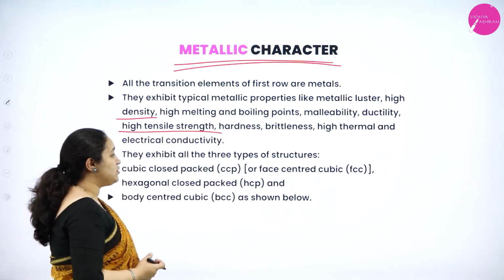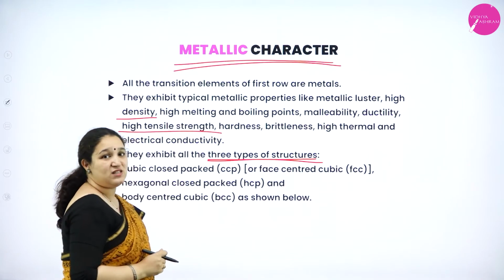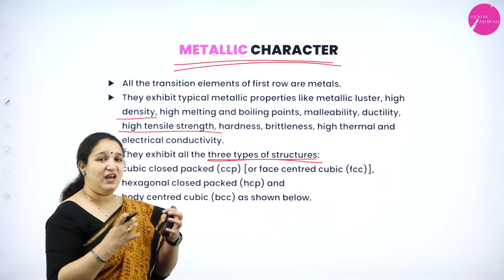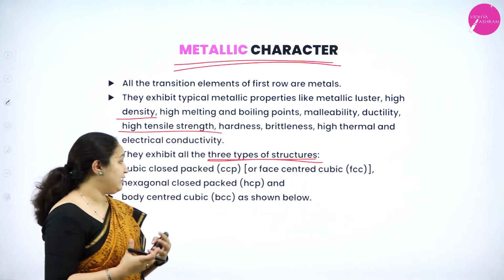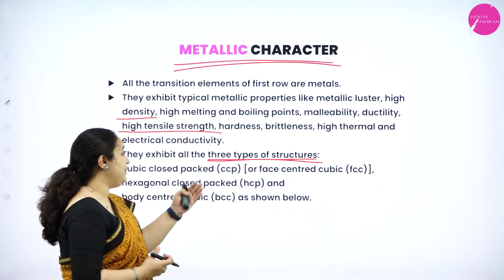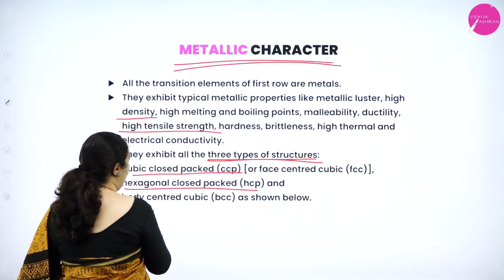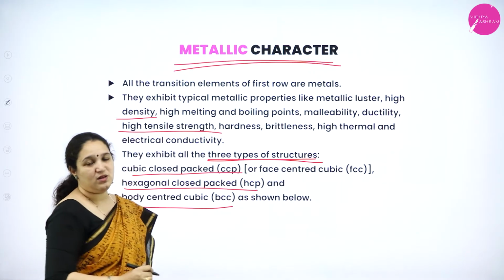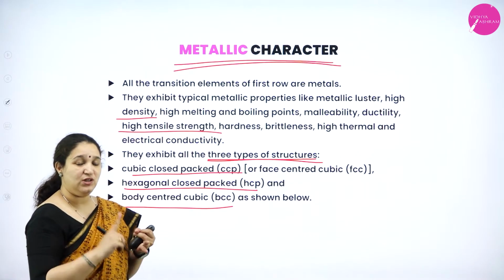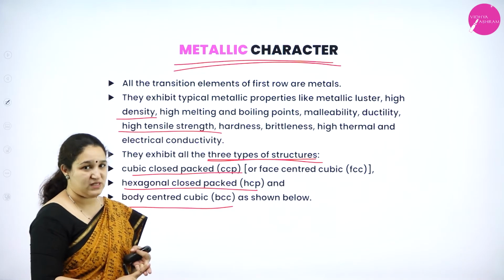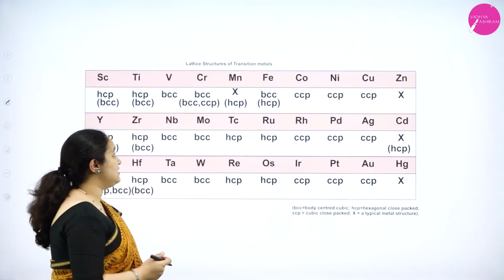There are three types of structures which are possible, that we have studied in the solids chapter. The packing of these metallic atoms can be in either way. It can be cubic close packed, or it can be hexagonally close packed, HCP, or body centered cubic structure. So it can have FCC or CCP structure, HCP structure, or BCC structure. Now we shall see how each series has.